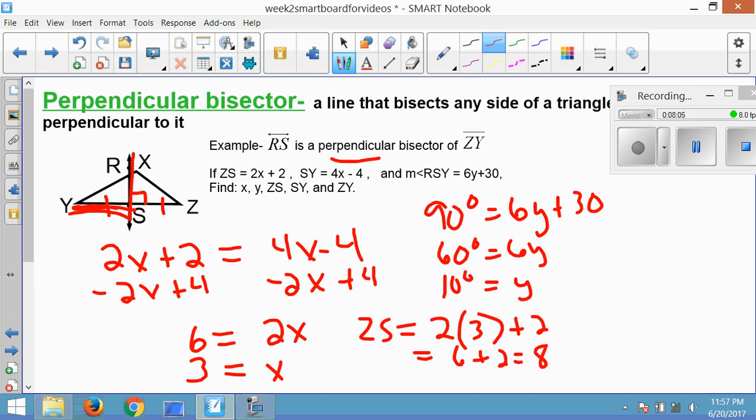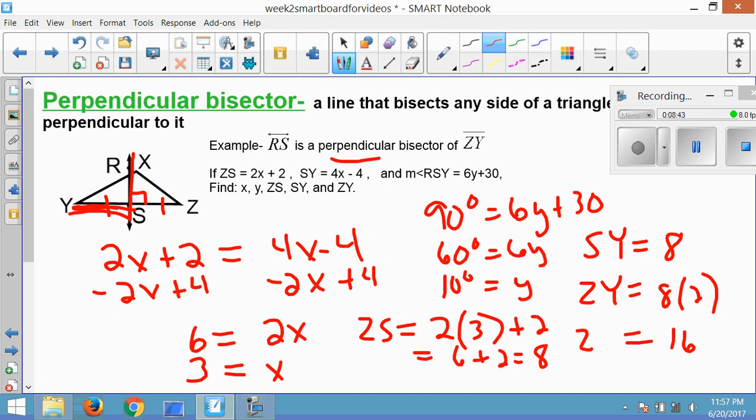And then I'm supposed to find SY. Well, SY is congruent to SZ. So if I just figured out SZ is 8, then SY is also 8. And lastly, ZY. ZY is the whole entire side length, so I'm just going to take 8 plus 8, or just double 8, and get 16 for the length of ZY.